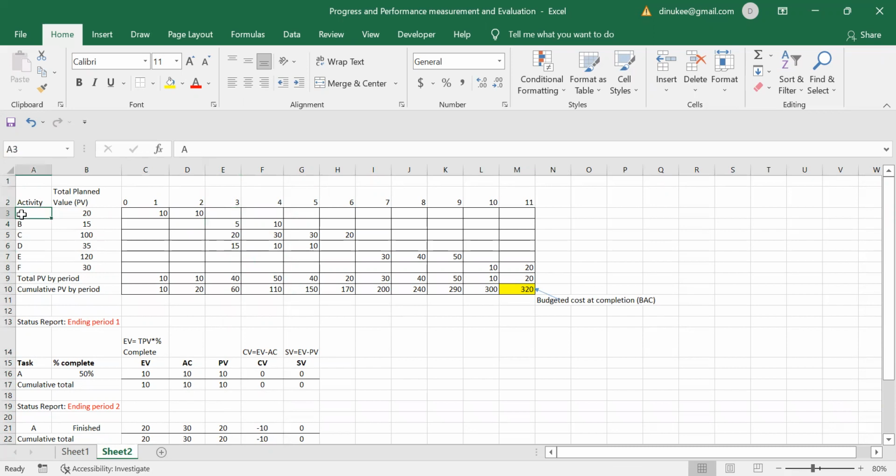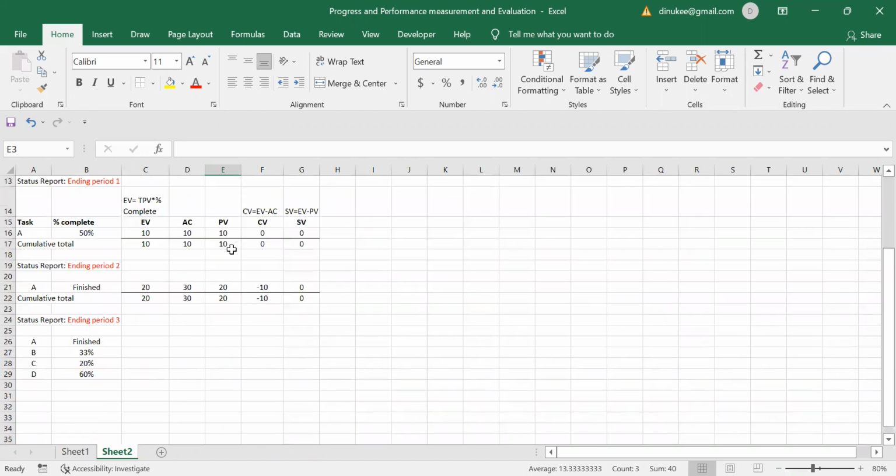Then activity A is finished at ending period 3. And activity B is completed by 33%. That means 1/3 of activity B is completed at the end of period 3. And activity C is going to be completed by how much? 20%. And activity D is going to be completed by 60%.